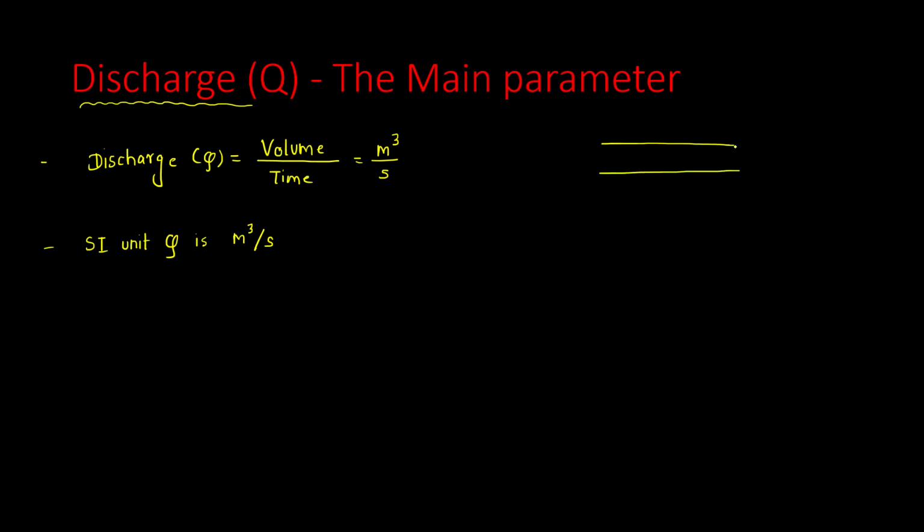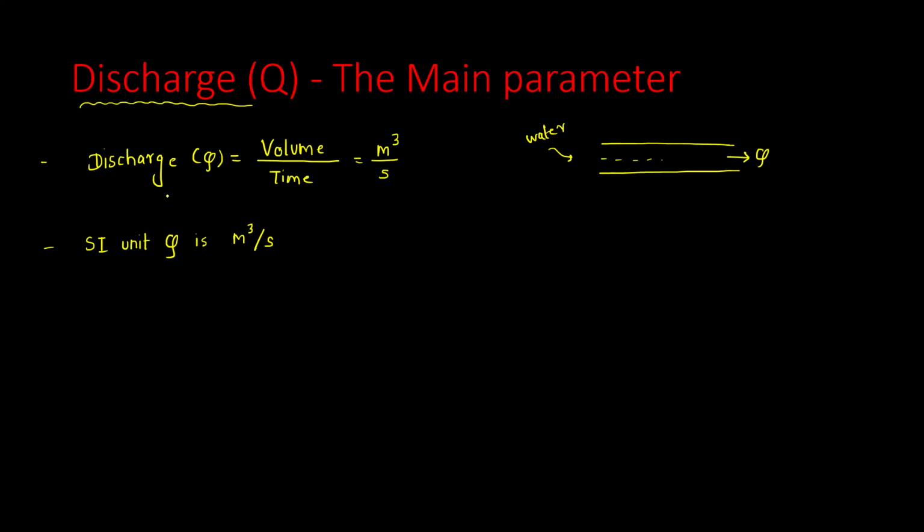Now if we take a pipe and let's say some water is flowing through it, to find out the discharge we have to measure a particular amount of time. In that time, what is the volume of water that has passed through this pipe? If we take the ratio of volume of water passed divided by the time, we will get the value of discharge.